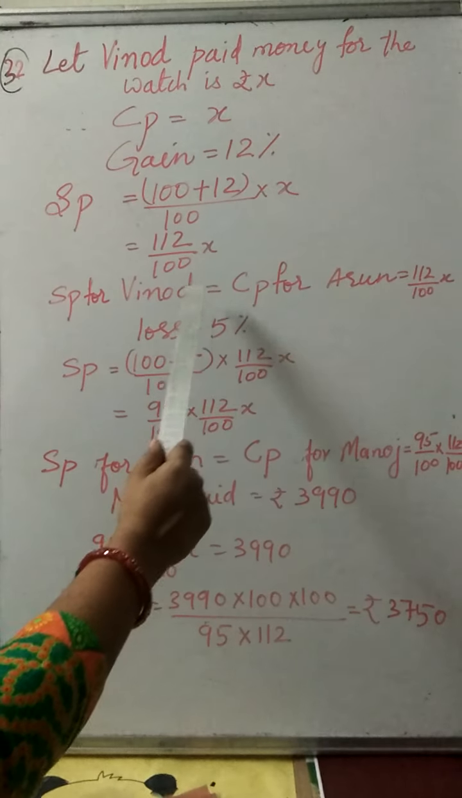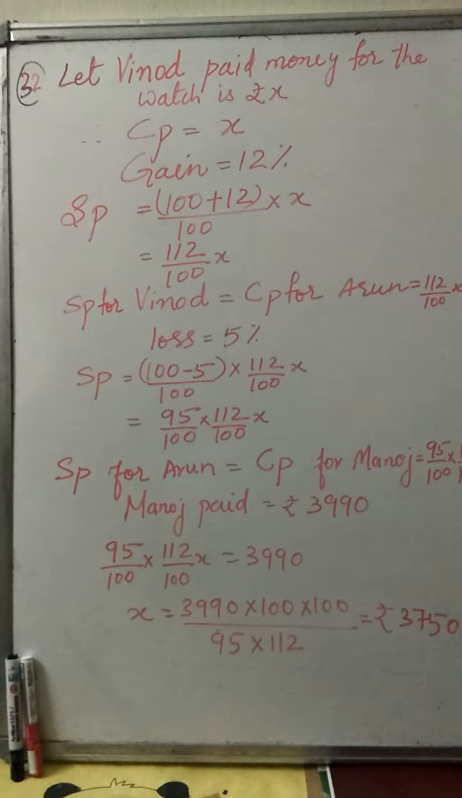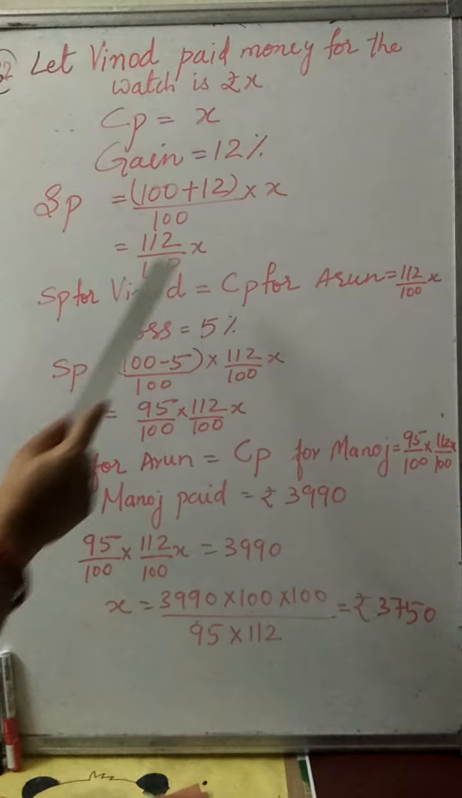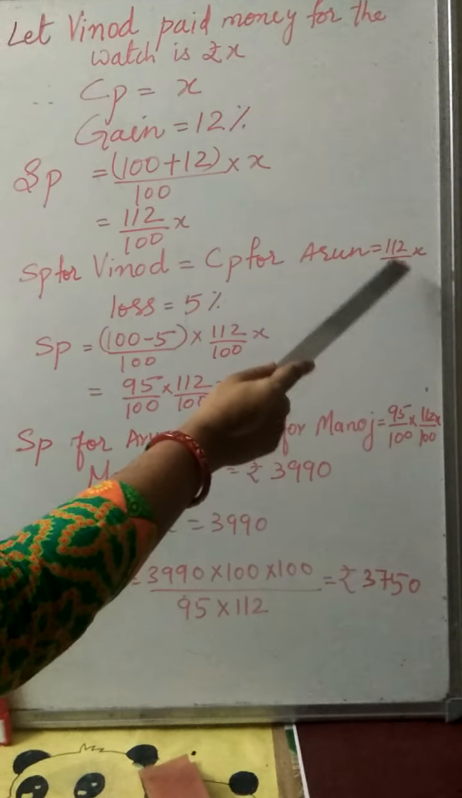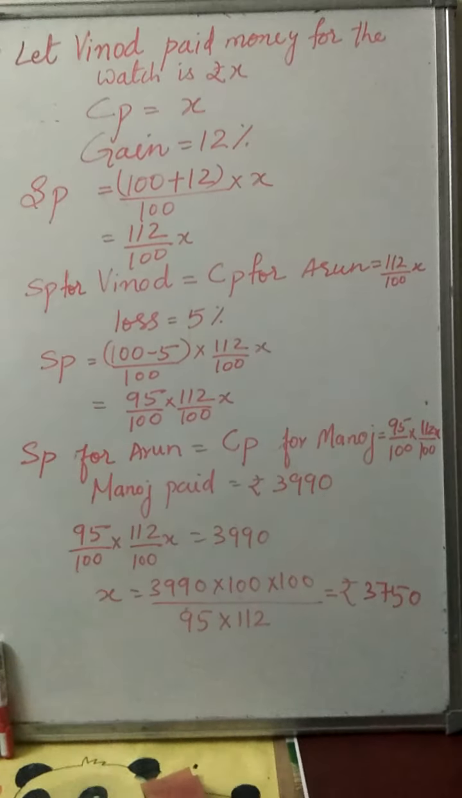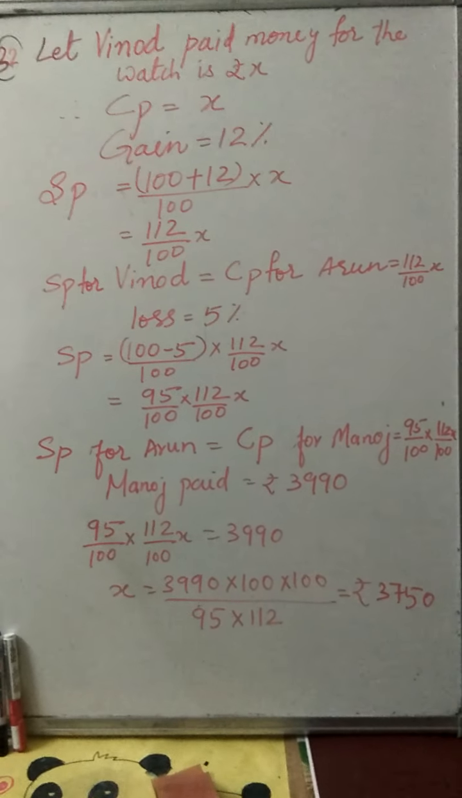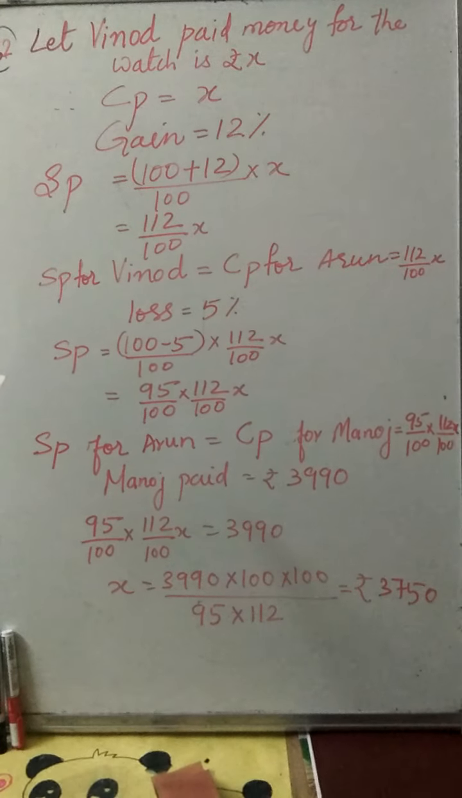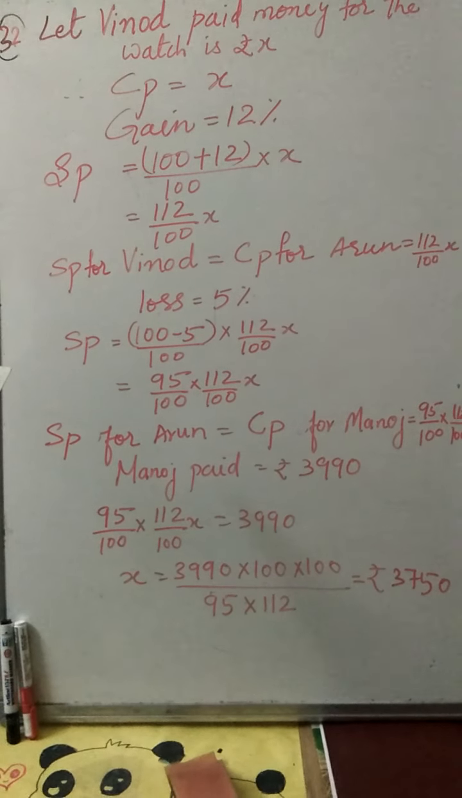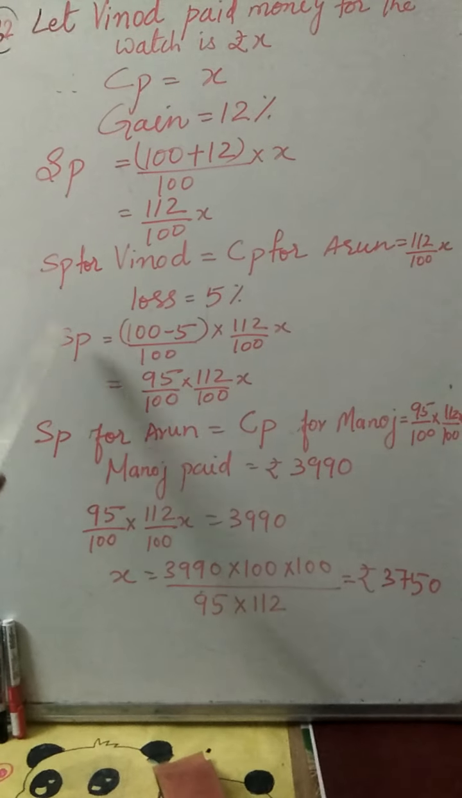So if he is purchasing, the SP will become CP for Arun. Therefore, CP of Arun will be 112 by 100 into X. Now the loss is 5%. In this case, loss is 5%. So again you have to calculate selling price by using the formula.